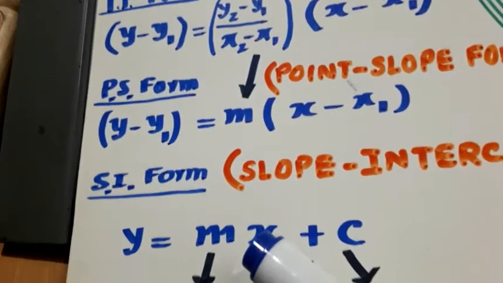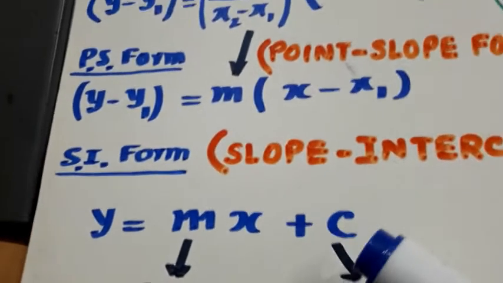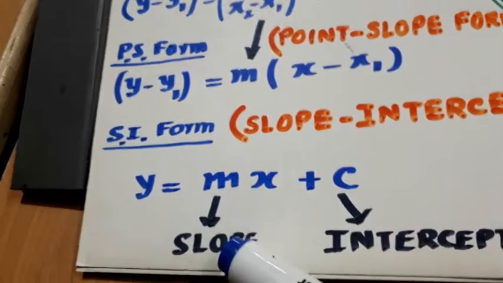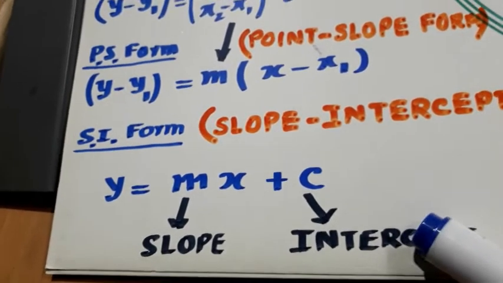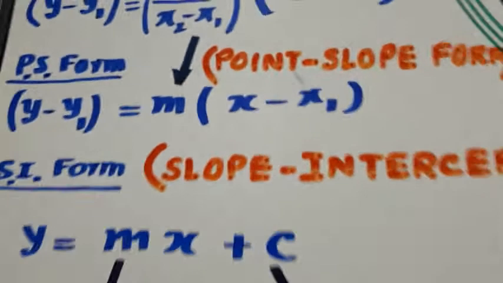Slope intercept form. Look here, equation is y equal to mx plus c. What is m? It is slope. What is c? It is intercept. So the name is slope intercept form. Now let us go next.